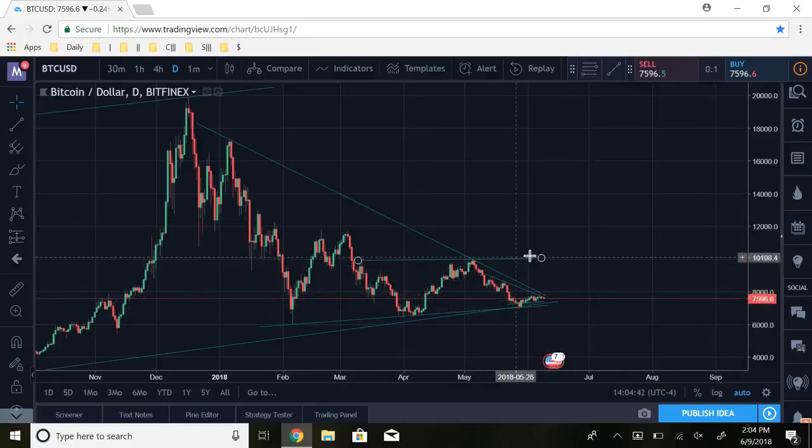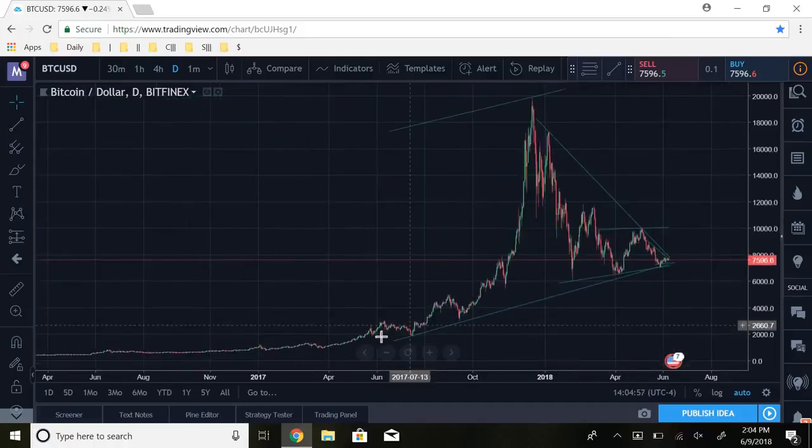So hopefully, we keep this trend. It looks like the top resistance is about 10,000, so we'll look to move between about 7,000 and 10,000, between that zone in the next few months or so, and then break out from there and continue this upwards trend line that we've seen long term.